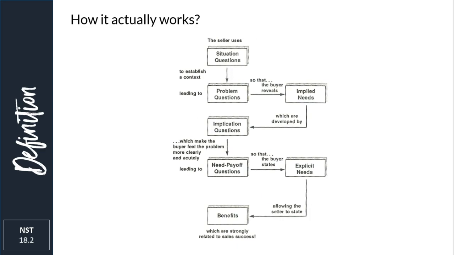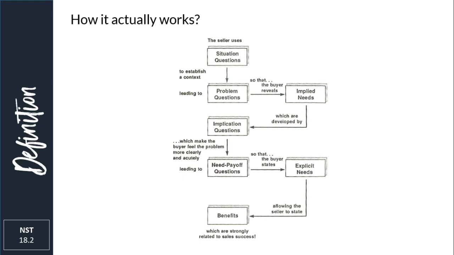So the seller, so us, we will use some situation questions to establish a context and get to know the EP a little bit. This will lead to problem questions where you will learn what the problems of this EP are, what main things they need to do, and why they are searching for ISAC projects. By answering the problem questions, the buyer will reveal implied needs.